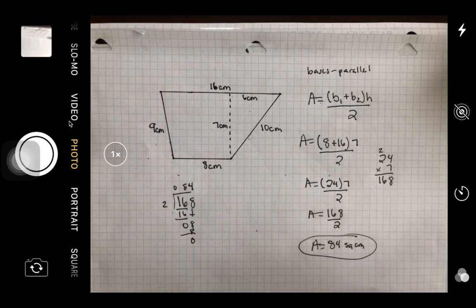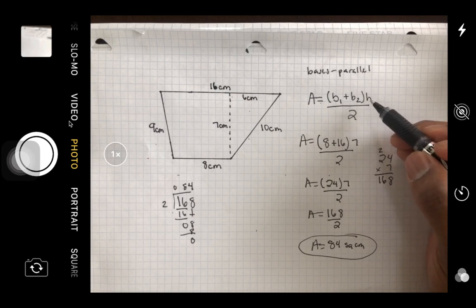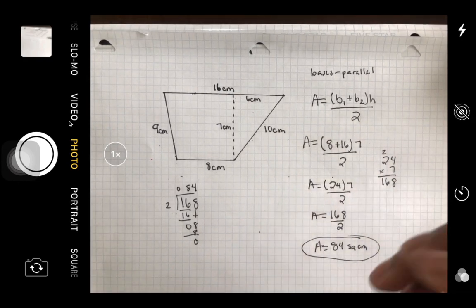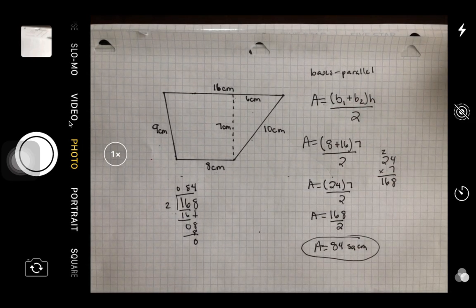That's how it works. This works for every trapezoid. Keep that in mind that we need to figure out first what is our two bases, what is our height before we can actually input our numbers and do the work. Don't let these other numbers fool you. Just look for your bases and look for your height and you should be just fine.